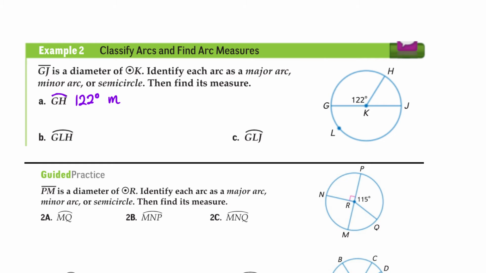Okay, now GLH. The order of the letters matters here, so we have to go from G to L first and then get to H. So we've got to start here, and then we just keep going that same direction all the way around. 360 minus 122. Good. Because if you go all the way around, that's 360. So we're doing 360, but taking this 122 out of it. What does that give you? 238.